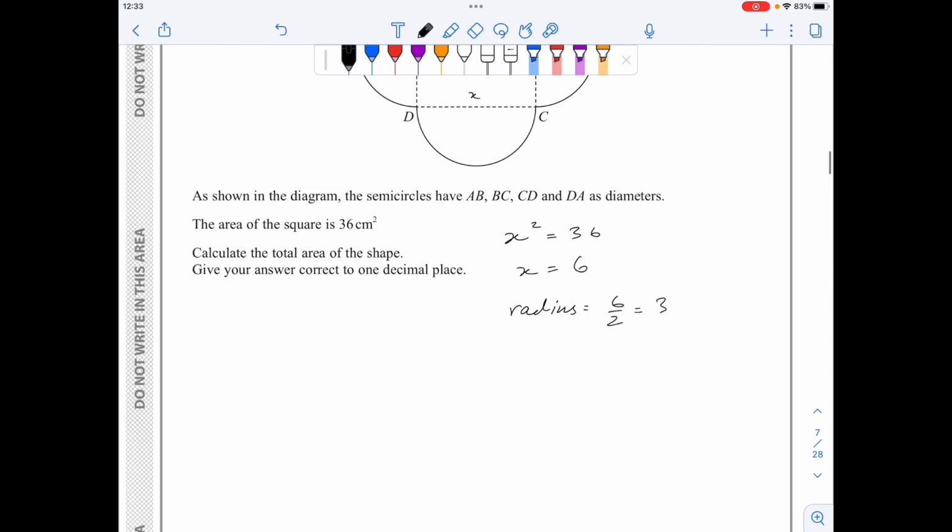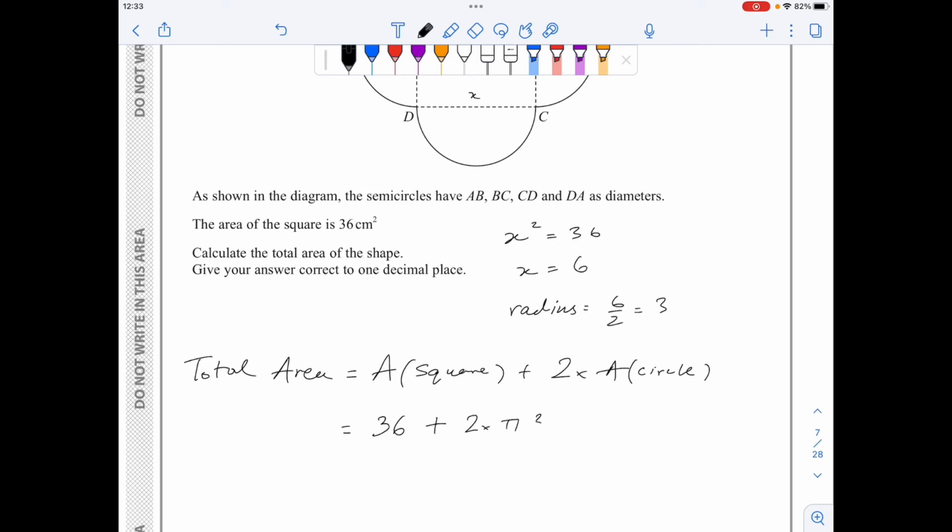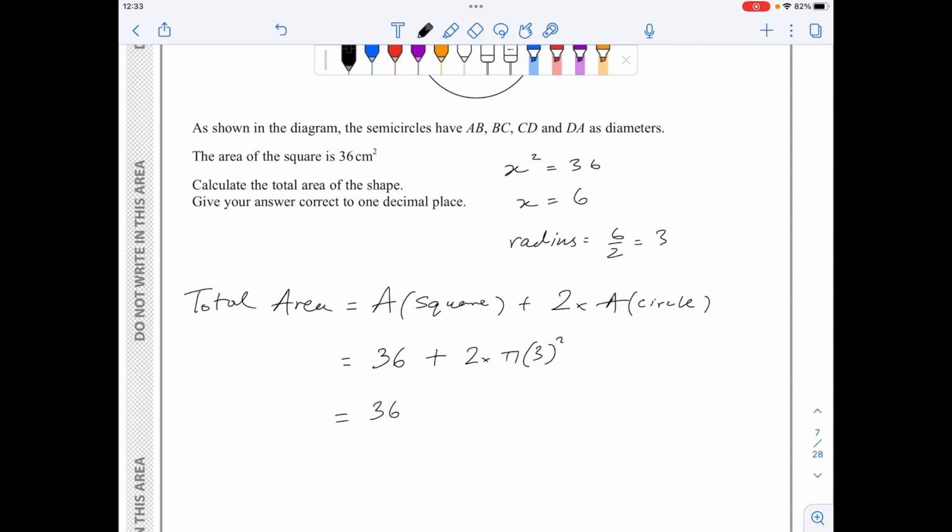So to find the total area, I will add the area of the square plus 2 times the area of a circle, because I have 4 semicircles. If you put them together, you get 2 circles. Now the area of the square is 36, this is given, plus 2 times pi r squared with r being 3. So this gives me 36 plus 18 pi.